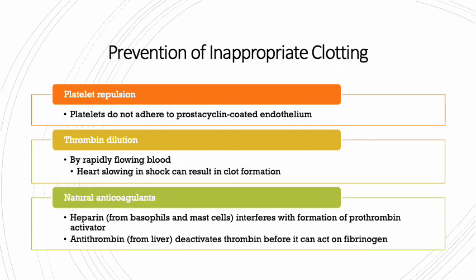How do we prevent inappropriate clotting? It's well known that blood clots can be a problem, right? And there are people that have blood that just clots when it should not. In order to prevent this, we can basically repel platelets. So we can keep platelets from sticking to areas that they should not. Our body has a natural platelet repellent, prostacyclin.